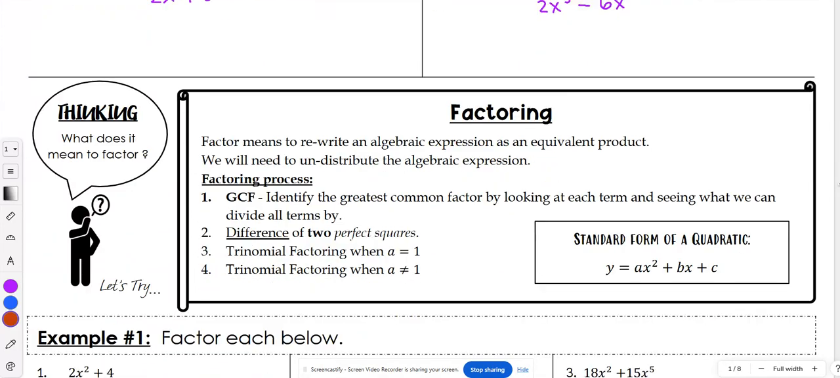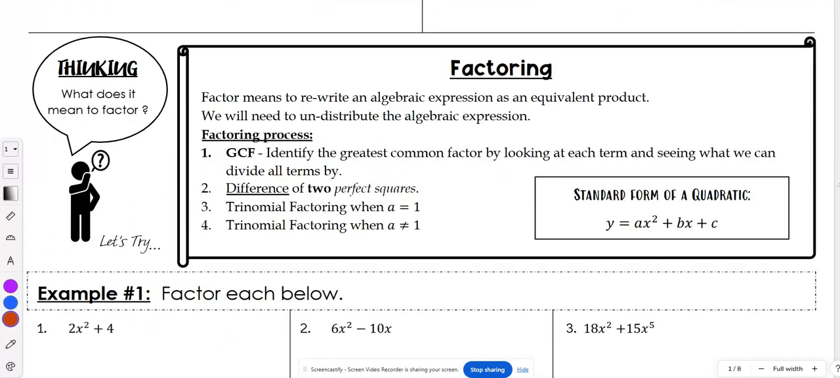So factoring, what does it mean? Factor means to rewrite an algebraic expression as an equivalent product. This times this times this. What we are going to need to do is undistribute the algebraic expression. So just like for the do now, we distributed, now we're just going to be working backwards, right?